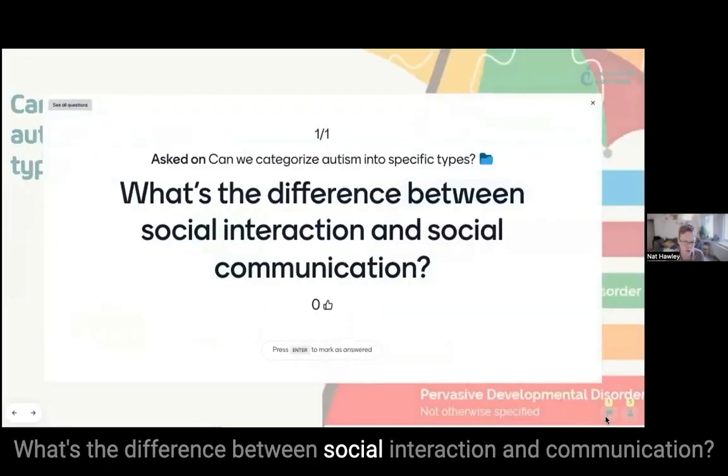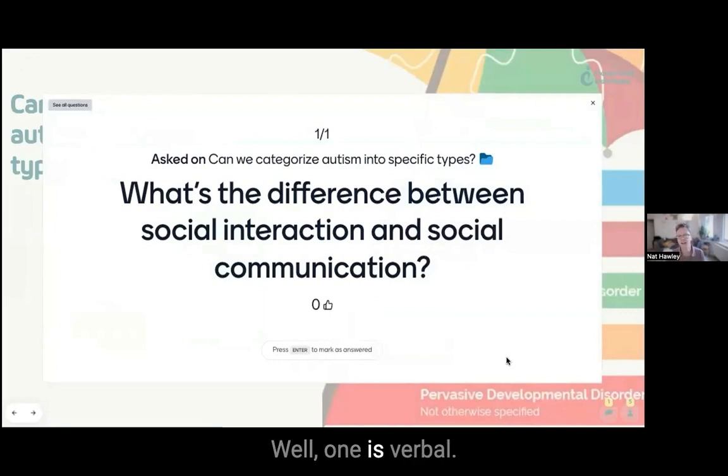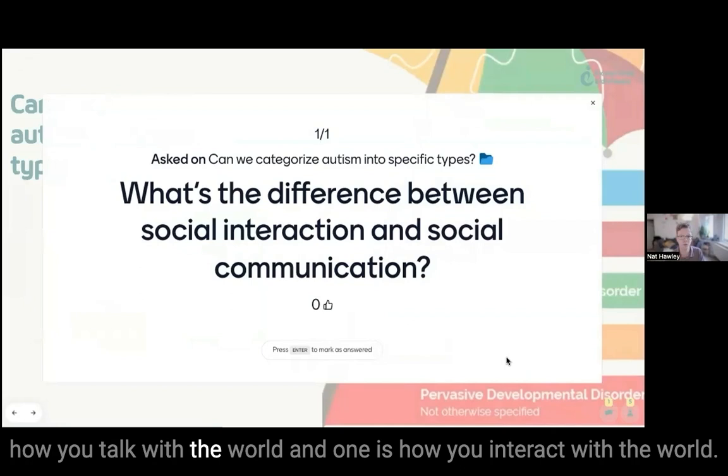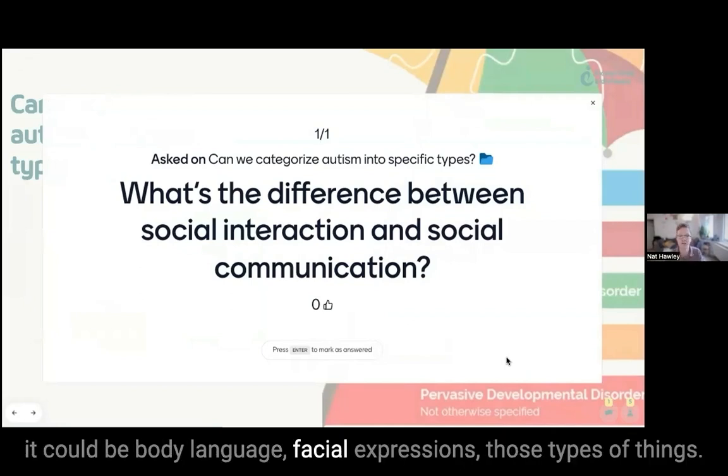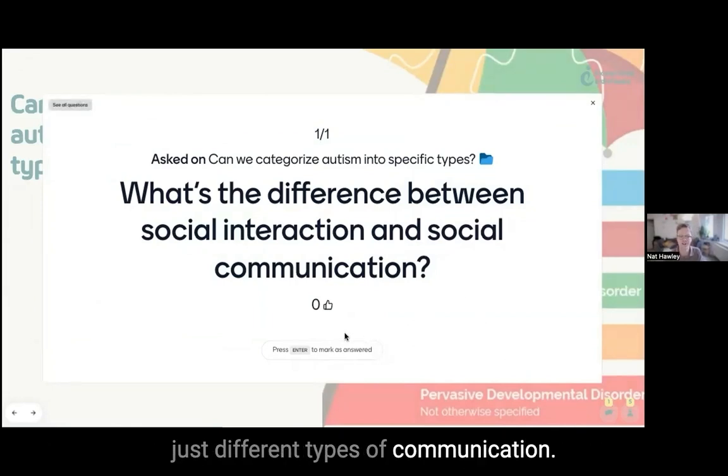What's the difference between social interaction and communication? Well, one is verbal, how you talk with the world, and one is how you interact with the world. It could be body language, facial expressions, those types of things, just different types of communication.